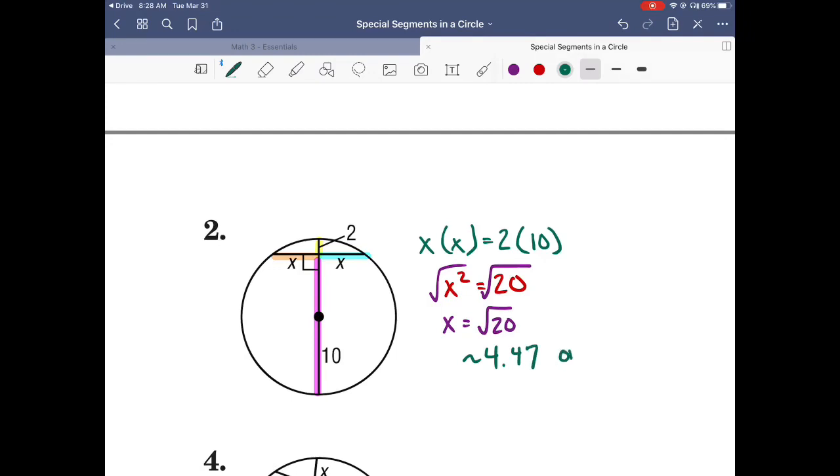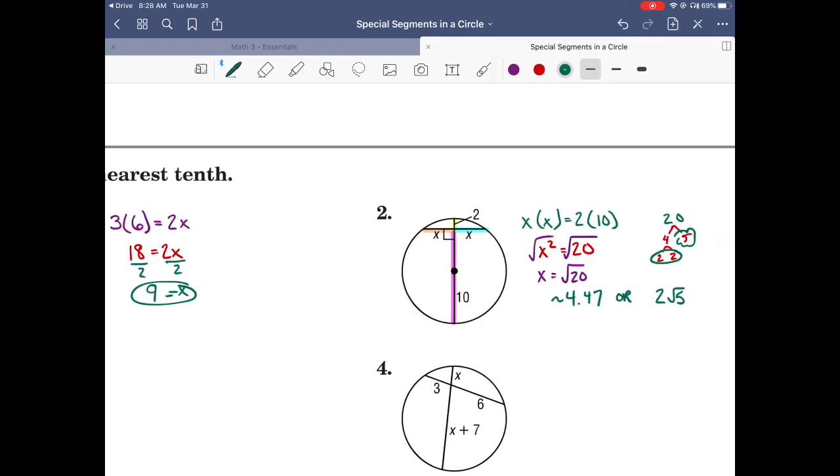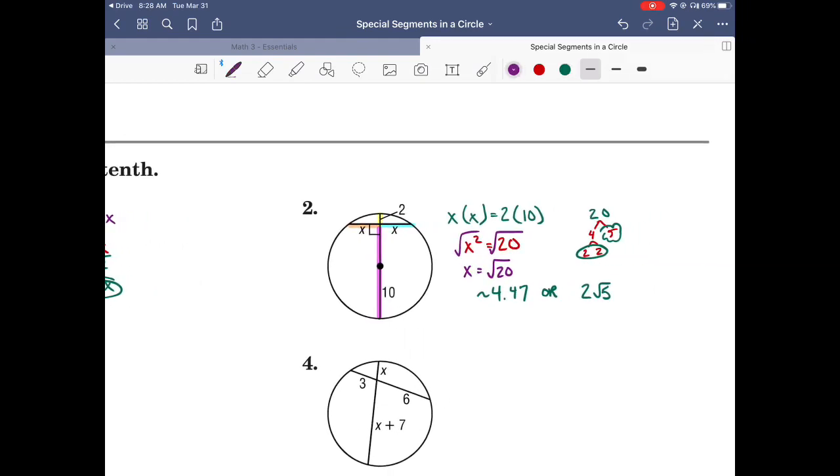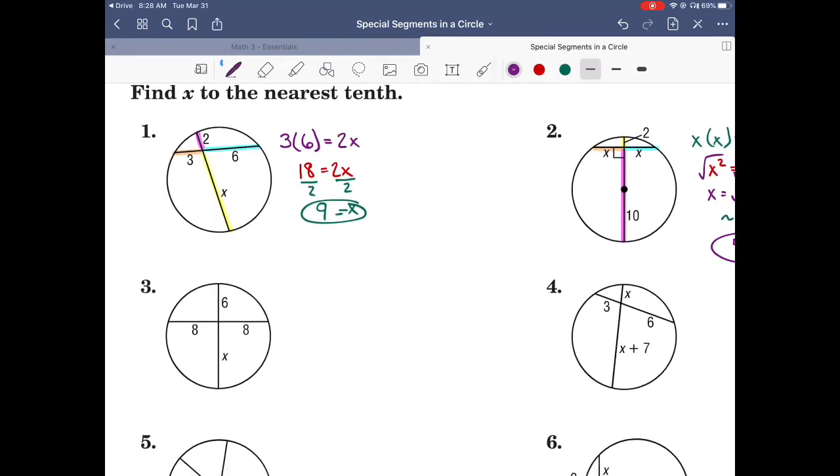Or, remember we simplified radicals before, where you break them up into a factor tree. 4 times 5, 4 is 2 times 2. You can have a group of 2's go outside and a 5 left over. So 2 square root of 5. Okay. It does say round each answer to the nearest tenth, so it actually would be 4.5. Remember, those are options you might see.